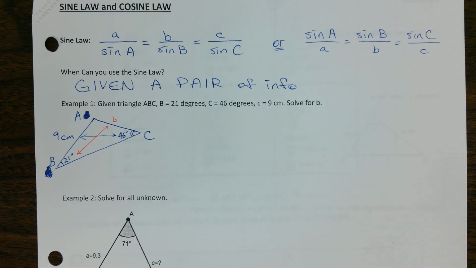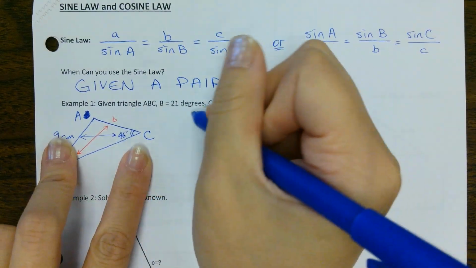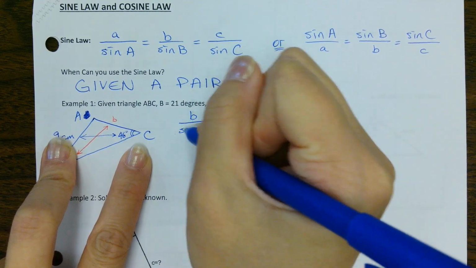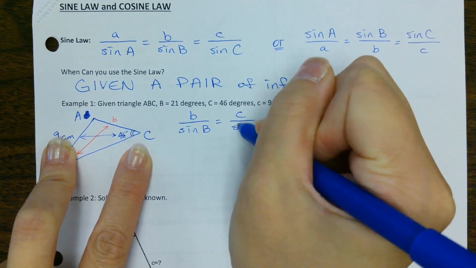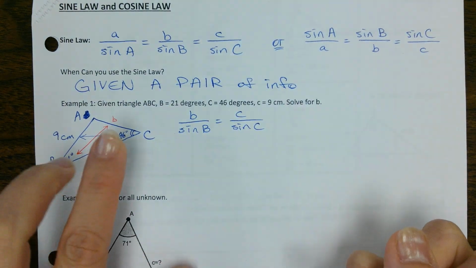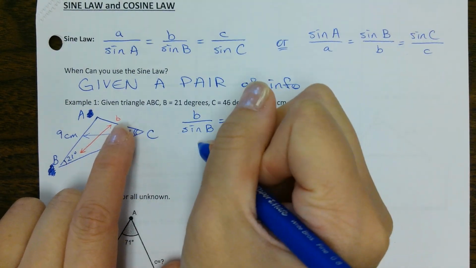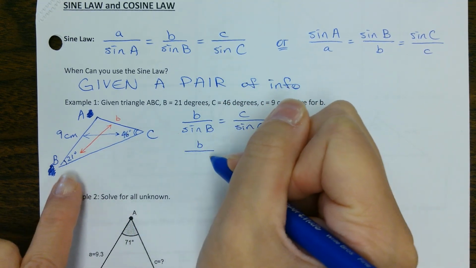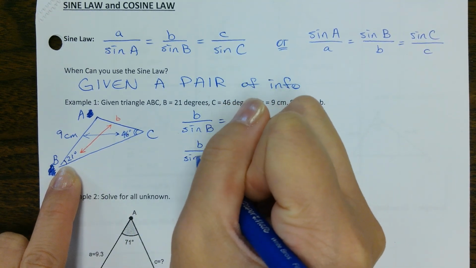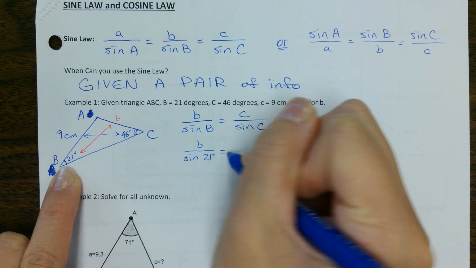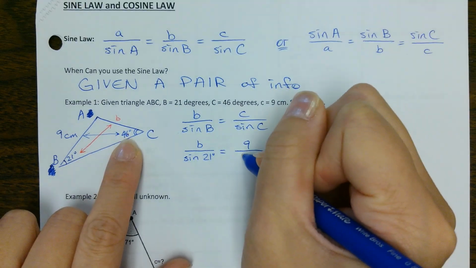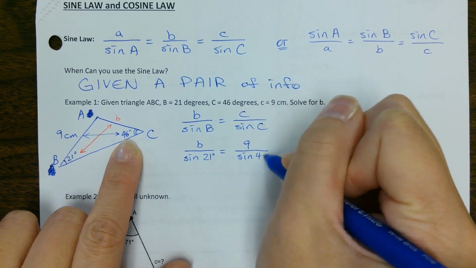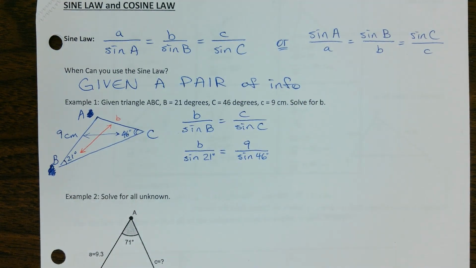Okay, so I'm gonna use this then. b over sine B equals c over sine C. Right? Length b, that's what I want to find. Sine angle B, which is 21 degrees. And then length c, 9 over sine C, which is sine 46.